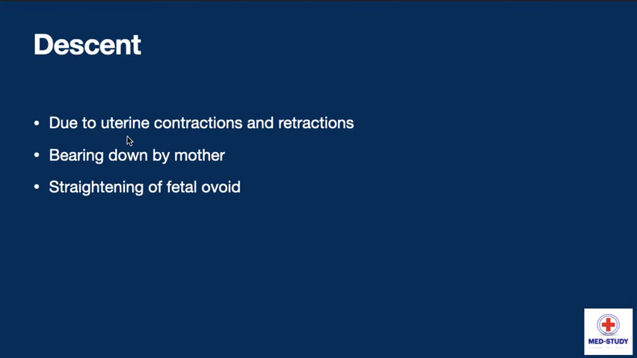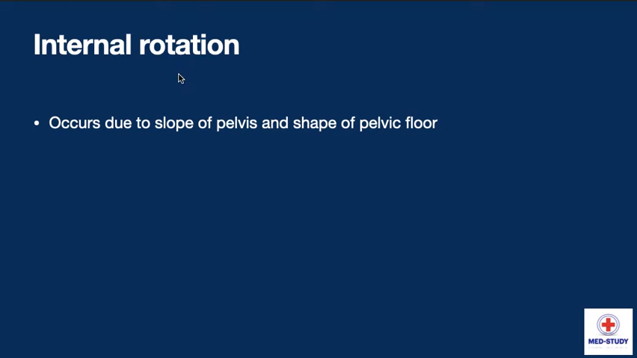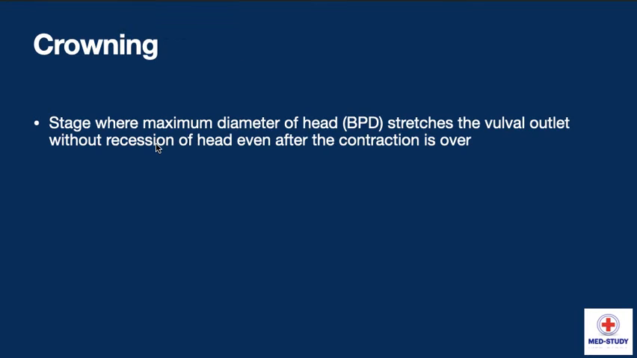Descent occurs due to uterine contractions and relaxations or retractions, bearing down by the mother, and straightening of the fetal ovoid. Flexion is achieved by resistance offered by unfolding cervix, walls of pelvis, or by walls of pelvic floor. Internal rotation occurs due to slope of pelvis or shape of the pelvic floor.